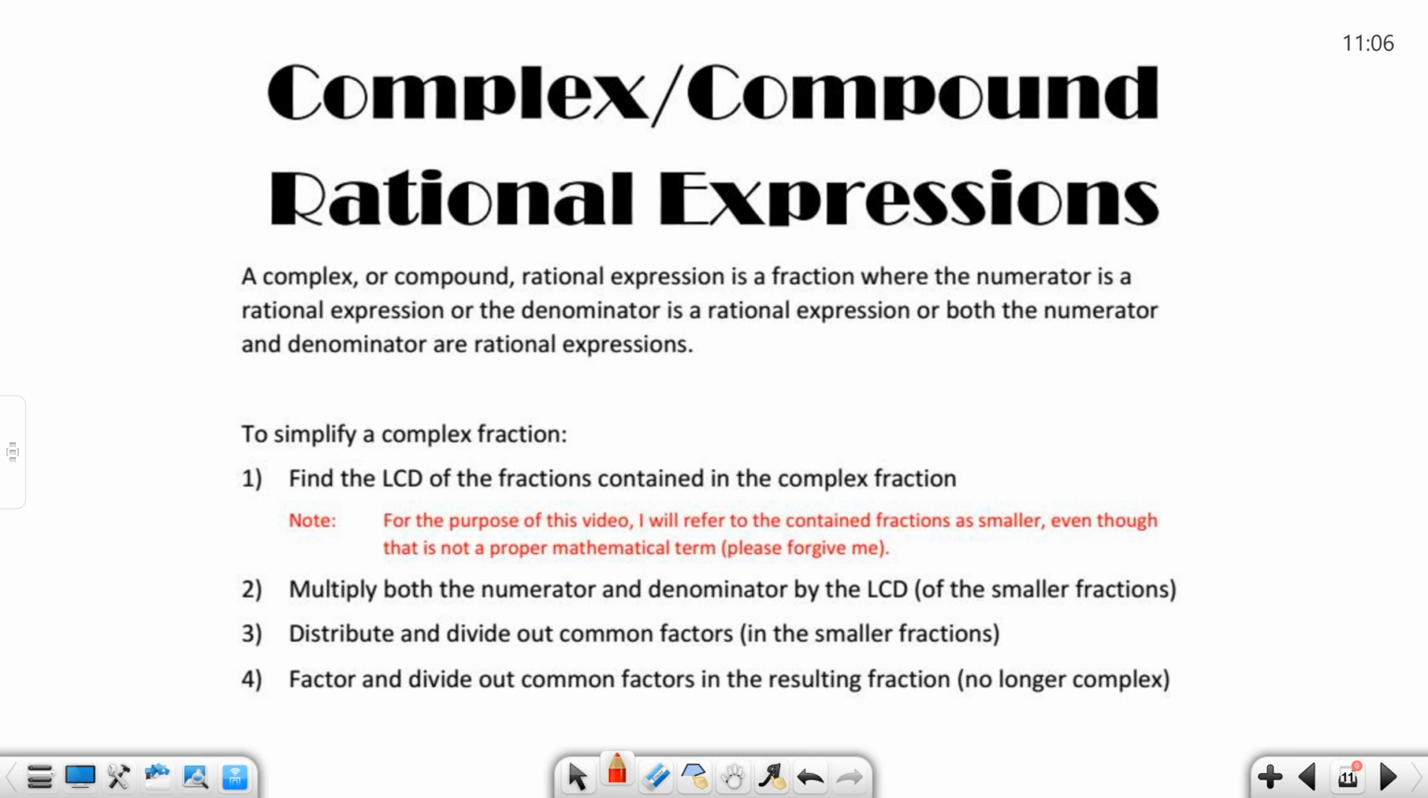Okay? So find the LCD, and then I'm actually going to multiply everything in the numerator and denominator. That's the distribute part. I'm going to combine steps 2 and 3 and multiply it and show the distribution all at once. I call it show the distribution, where I write the LCD times every term.